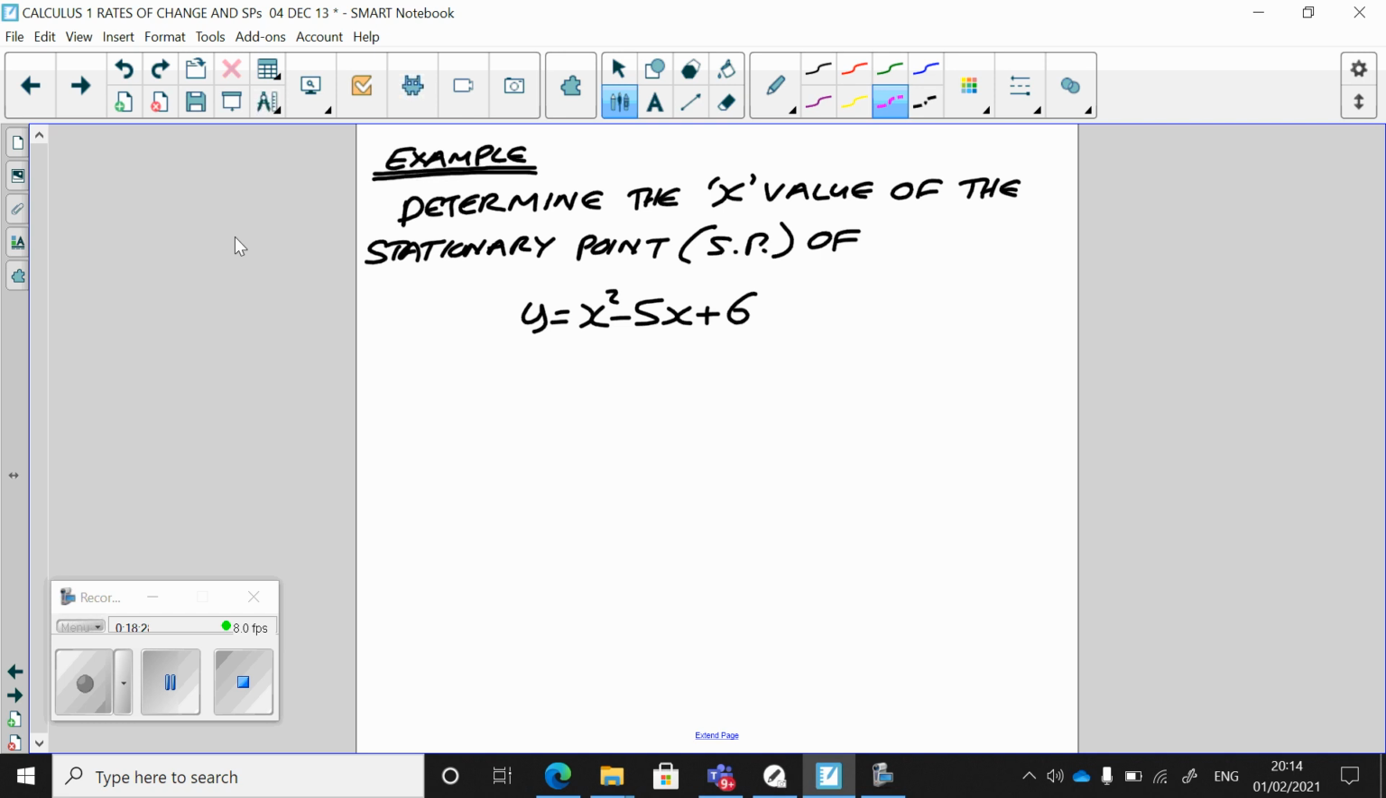So we're going to locate the stationary point, and they're asking for the x value of the stationary point here. As soon as they mention stationary points, think two things. Think derivative, and then think about making that derivative equal to 0. Let's go and get the derivative of x squared take away 5x plus 6. That shouldn't be too difficult. Use the rules.